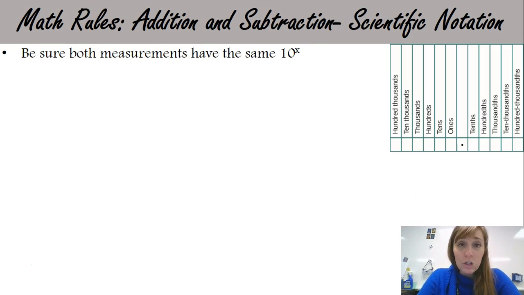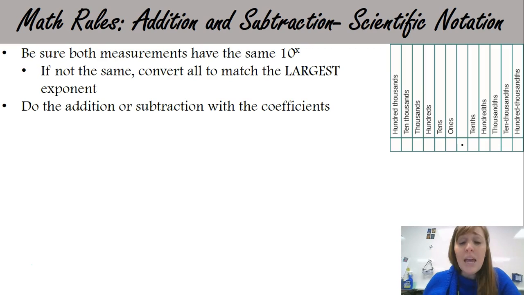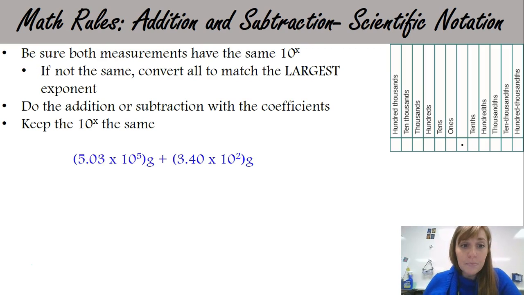The first thing is to make sure you have the same 10 to whatever power. If it's not the same, you need to convert all of them to match whatever has the largest x on it. This is because the 10 to whatever power, those are your placeholders. Remember when you first were learning how to add and subtract, you lined up your decimal place. This is just lining up your decimal place in scientific notation. Then you do the addition or subtraction, whatever your problem needs, with your coefficients. And then you keep the 10 to the x power the same.